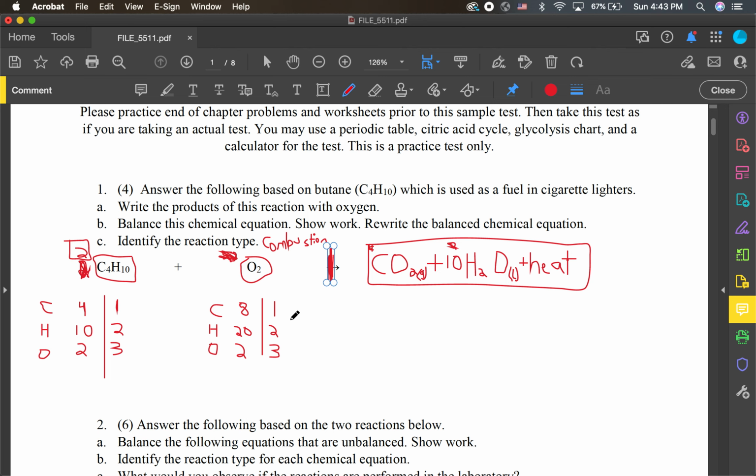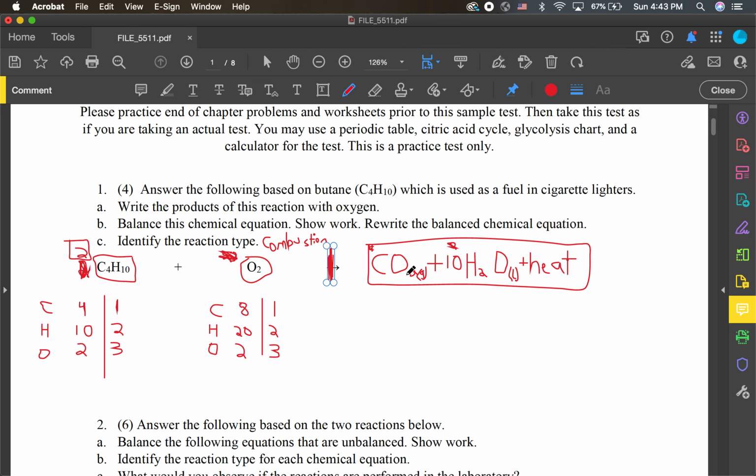Okay, so what's that do to our numbers now? So now we have 10 O's here, and we have CO2 here. So we need to make our C's match now. Let's change this one so the C's match. So we have 2 times 4, so we have 8 C's. That means this number right here is going to have to be an 8 to make that 8 C's.